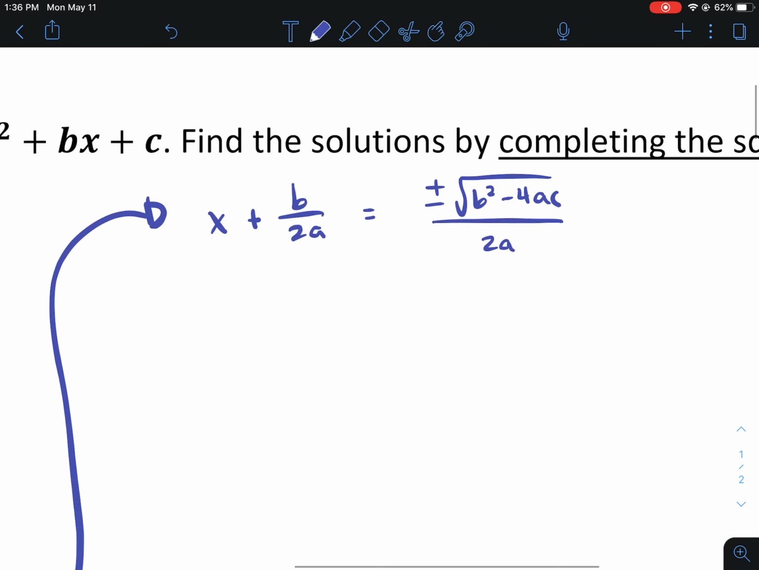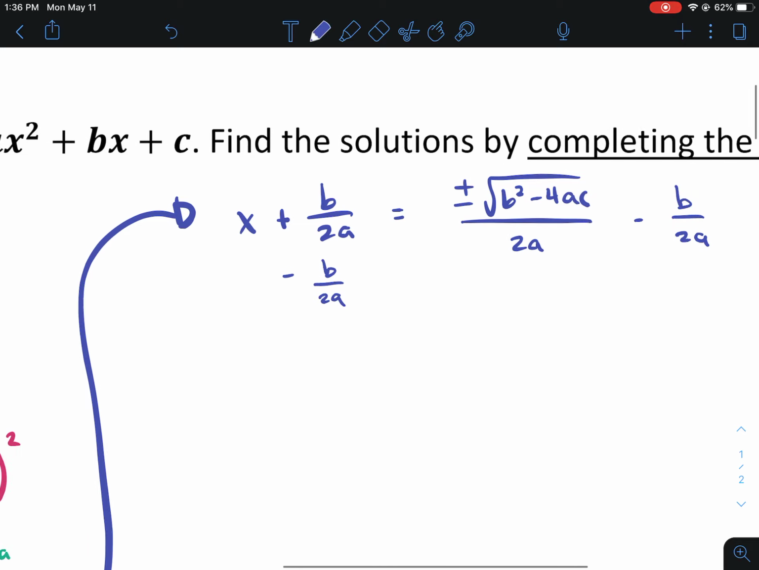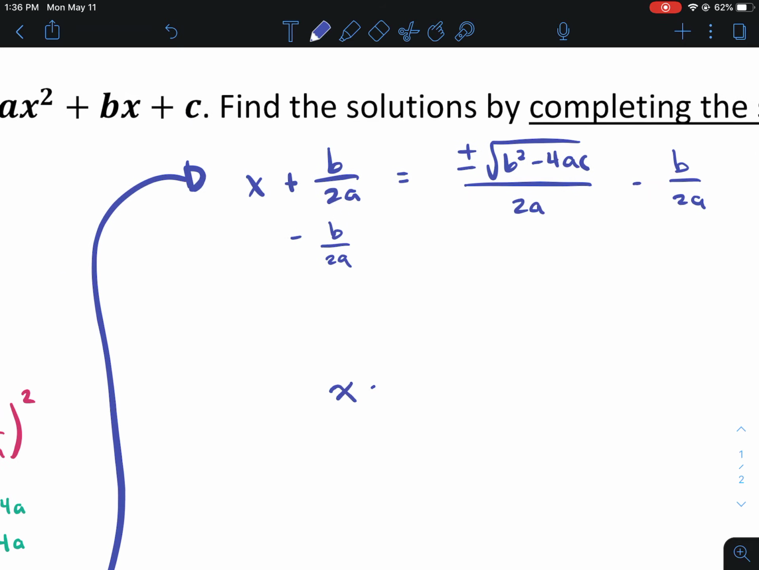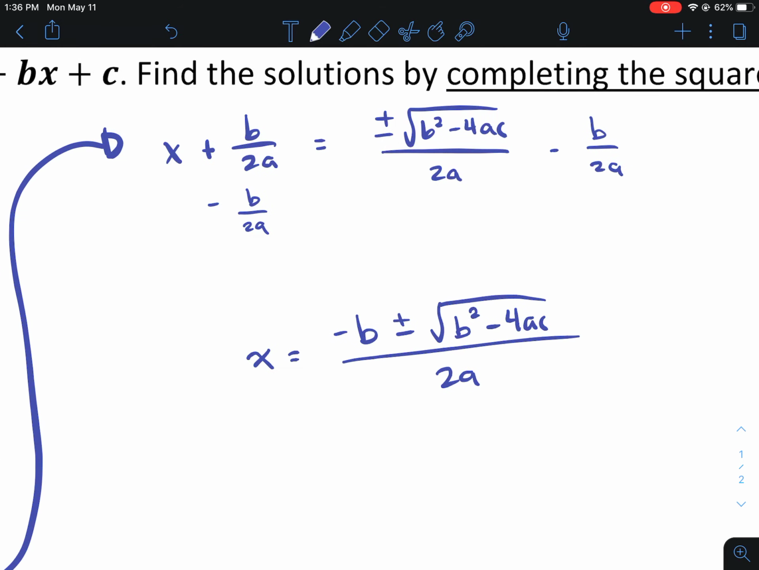So all that's left is to get this x by itself, so we're going to subtract b over 2a. Thankfully, these are common denominators, right? So we can just combine our numerator. And so I'm actually going to put the negative b first. So we end up with x equals negative b plus minus the square root of b squared minus 4ac all over 2a, okay?